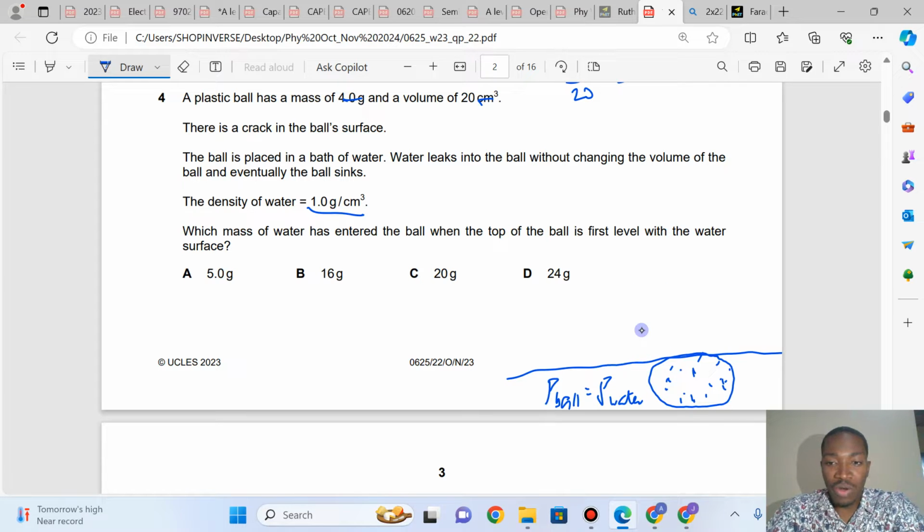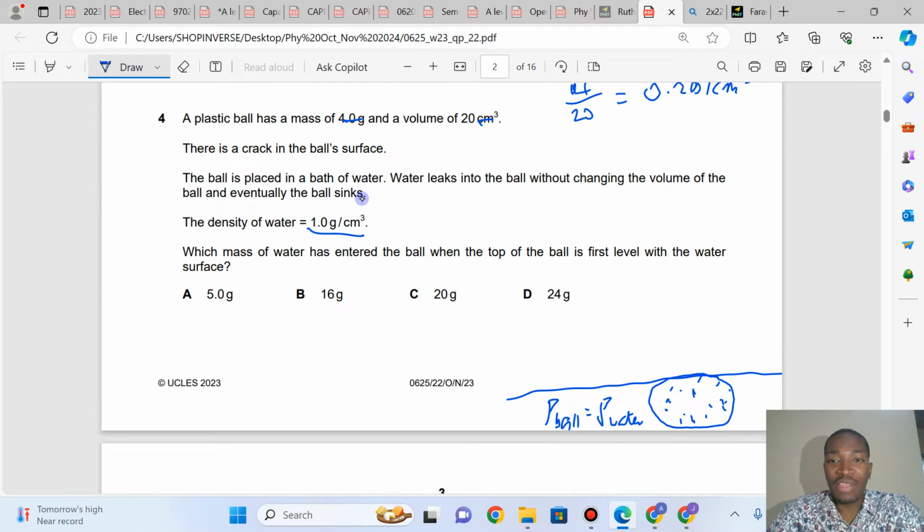Okay. So for the density of the ball to be equal to the density of water, it simply means the density of the ball when filled with water must be equal to this density of water, 1 gram per cm cube. How do you calculate the density of water?